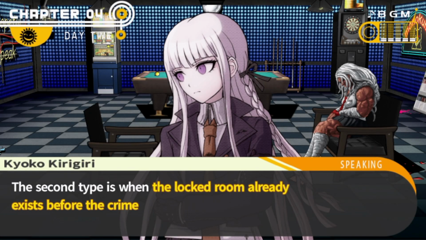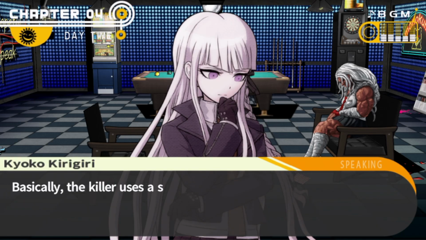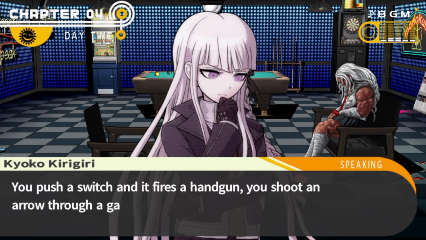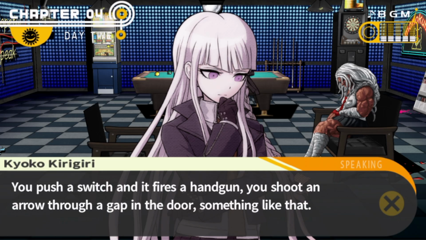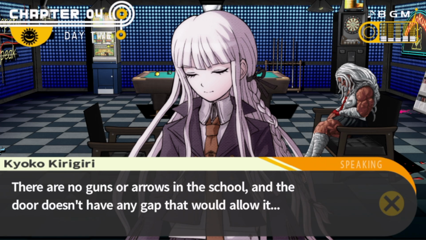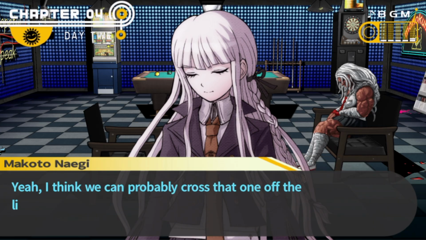Correct. The second type is when the locked room already exists before the crime is committed. Oh? In other words... Basically, the killer uses a special contraption or tool from outside to target the victim inside. You push a switch and it fires a handgun, you shoot an arrow through a gap in the door, something like that. However... But in this case, that doesn't seem to fit. There are no guns or arrows in the school, and the door doesn't have any gap that would allow it. Yeah, I think we can probably cross that one off the list.